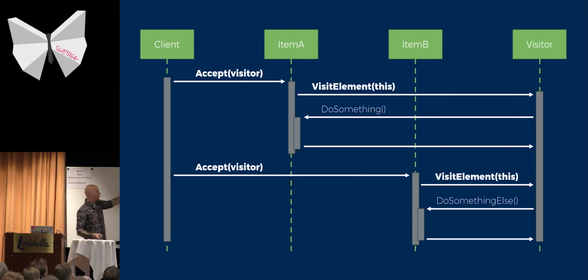And then the client can call accept on item B, which can be a completely different type. And then that type calls visit element and passes itself into the visitor. The visitor goes back and looks at that object and does calculations. This is actually kind of cool because it doesn't break the open-closed principle. It allows us to make these changes to the classes without breaking the open-closed principle of SOLID, which is hard to do in other ways if you want to add functionality to something that doesn't have it to begin with.